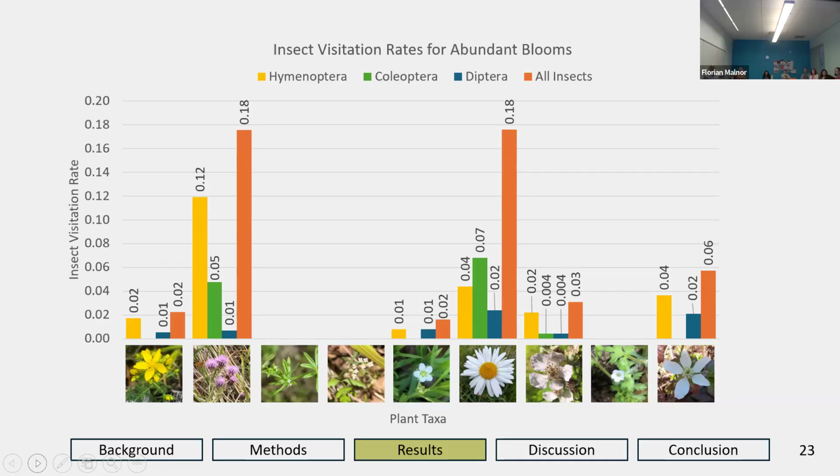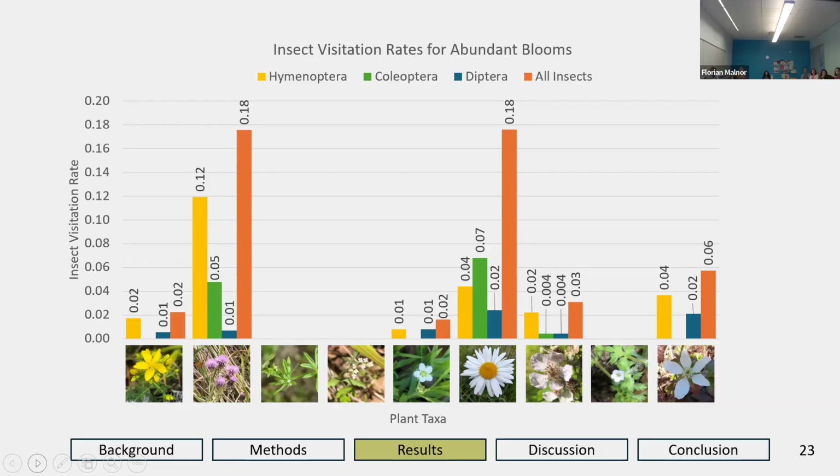So a high visitation rate doesn't necessarily mean that there were a lot of insect visits, because it could mean that there just weren't very many flowers and there were a lot of insects. There weren't many insects visiting it either, but that's why I chose to only do this for the most abundant plants. So you can see that the plants that had the highest visitation rate for insects overall were Canada thistle and oxeye daisy. Insects really liked to visit those flowers.